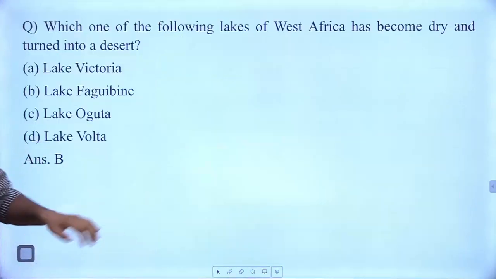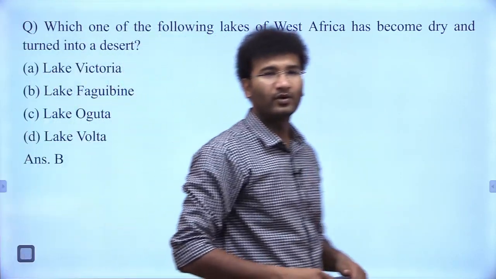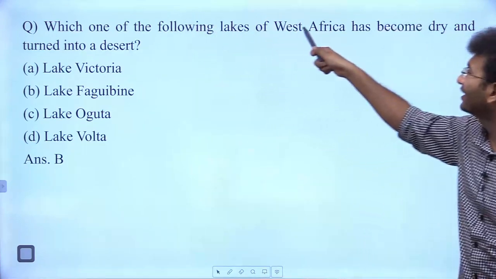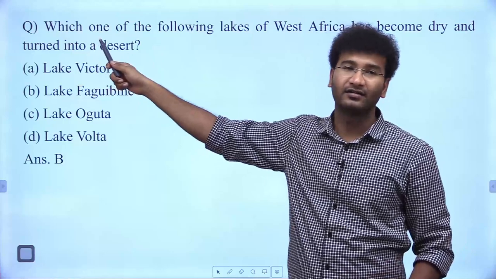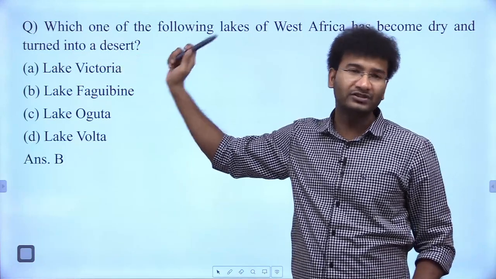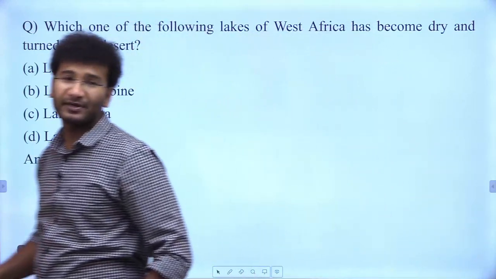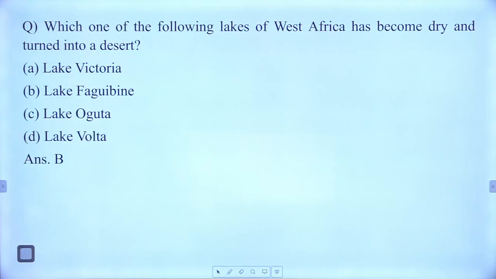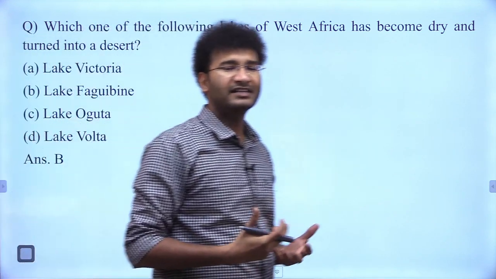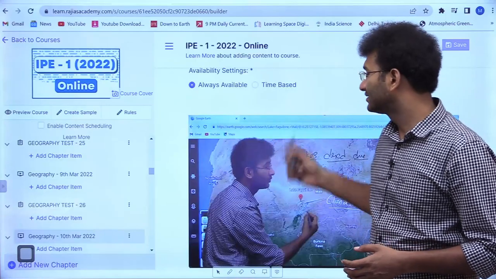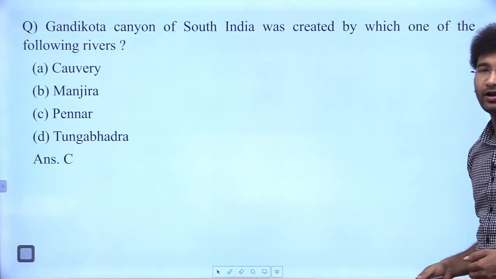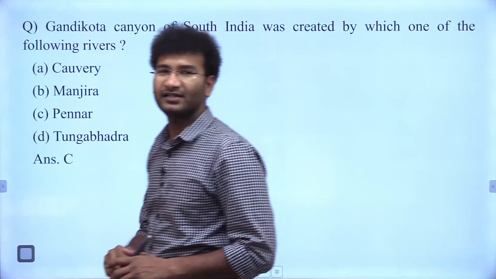And let's go back and see this. Look at the wording: which one of the following lakes of West Africa has become dry and turned into a desert? Right? We use the multi-dimensional aspects of location analysis through our three-dimensional globe. So that makes it very easy for us to understand in detail. Generally it is a methodology which we use here, and it makes it very easy.